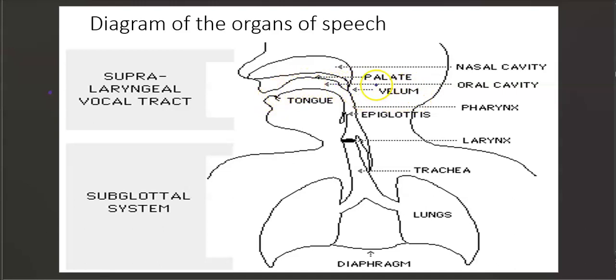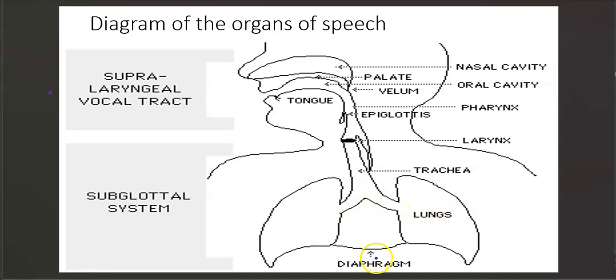Then we have the velum. This one we didn't talk about, okay. Then we have the pharynx. The pharynx is here. Then the epiglottis is here. Then we have the larynx. The larynx is here. Then we have the trachea here. Then the lungs here. Then the diaphragm.